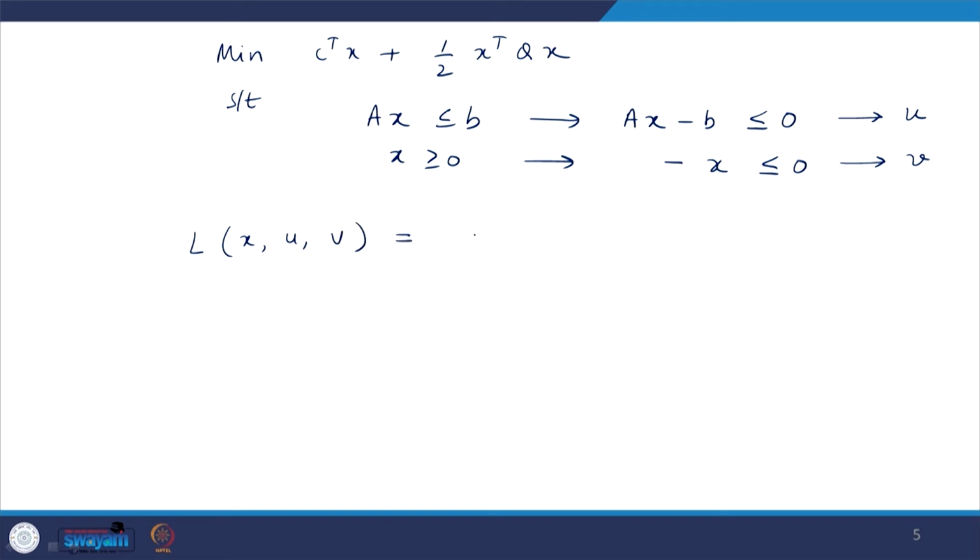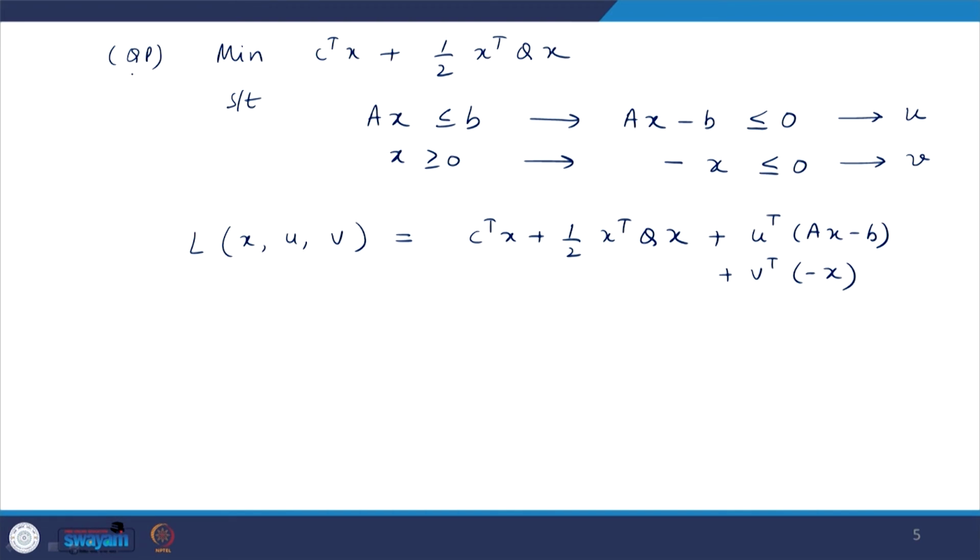So, L, which is now a function of x, u and v, can be written as, first, the objective function. The objective function is C transpose x plus 1 by 2 x transpose Q x, plus u transpose (A x minus b), where g x is this and this, which collectively we are calling g x, and plus v transpose (minus x). So, this is the Lagrange function of this problem QP.